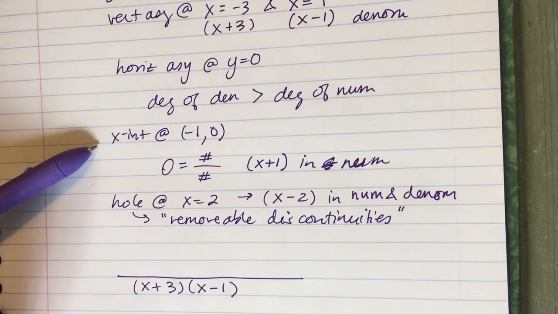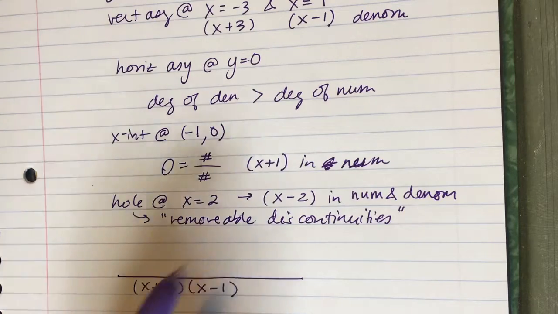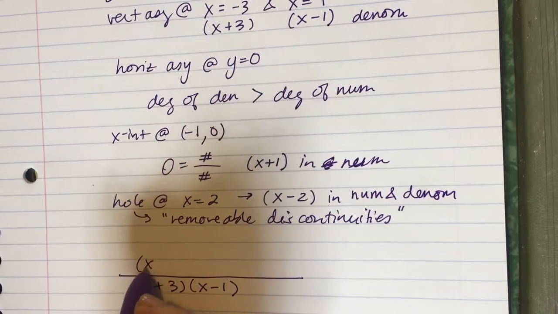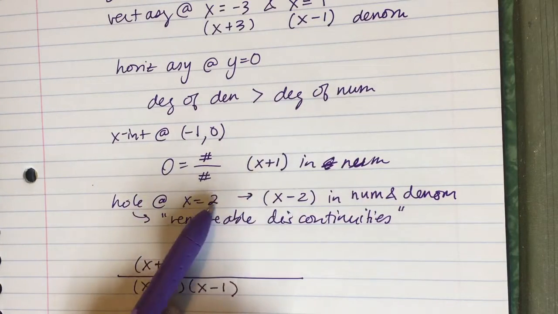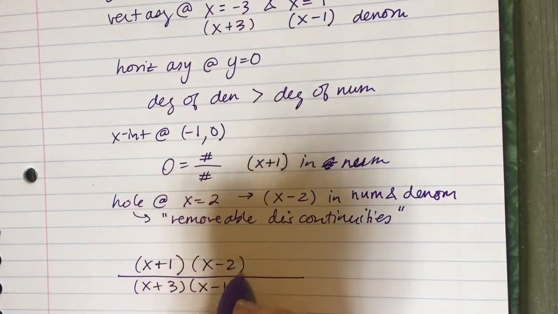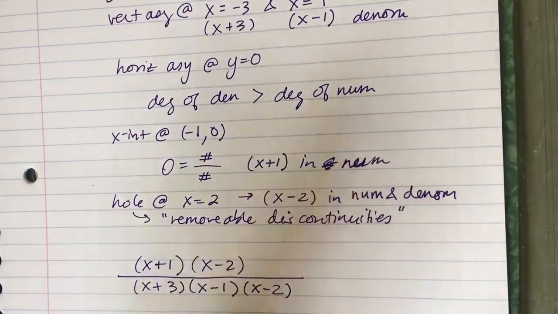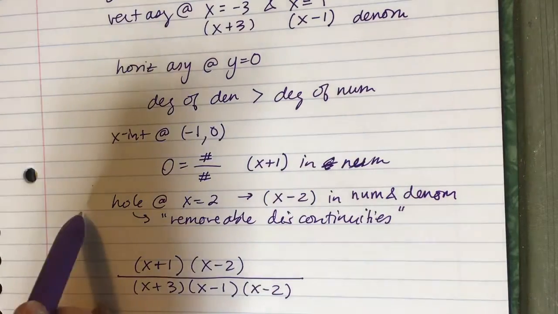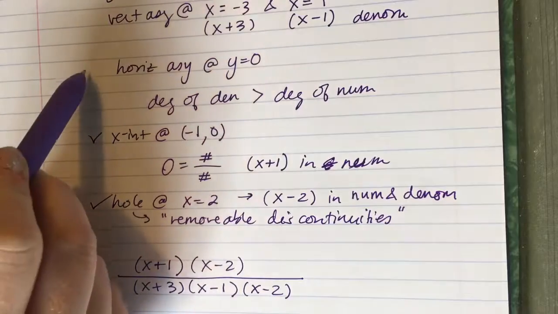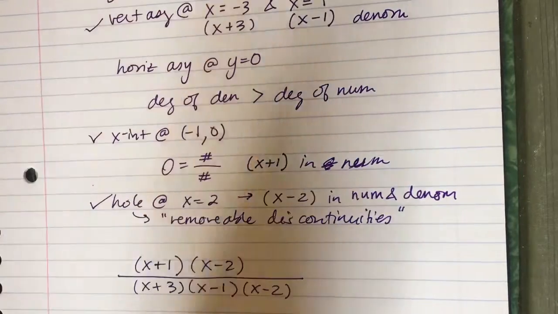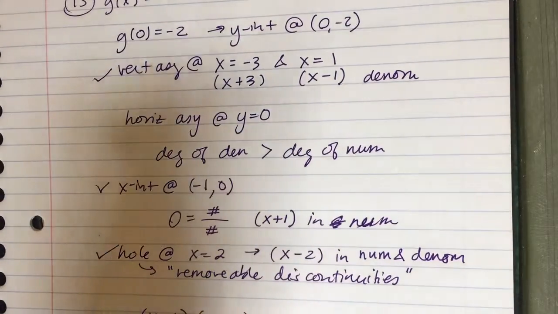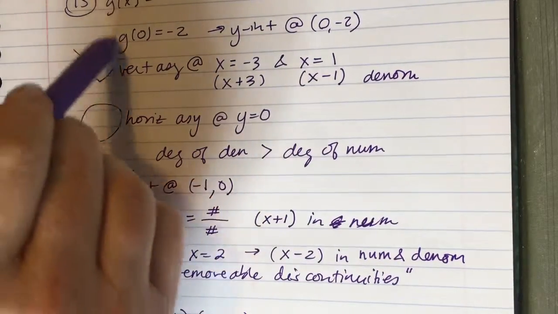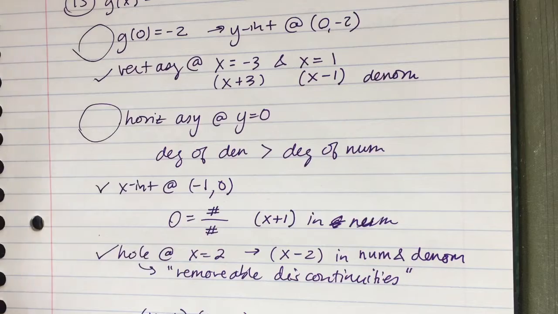We have an x-intercept at (-1, 0), which means x plus 1 is in the numerator. Okay, and we have a hole at x equals 2, so we have to put x minus 2 in the numerator and the denominator. Okay, so we've done this one, we've done this one, we've done this one. We haven't done these other ones yet. So we're missing this one and this one. Let's try and figure out how those work in there.